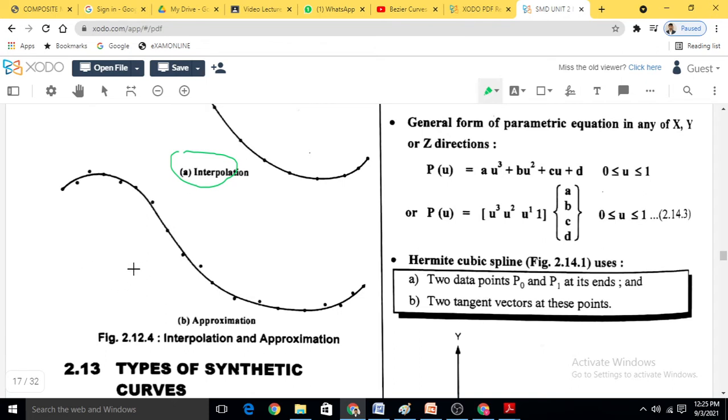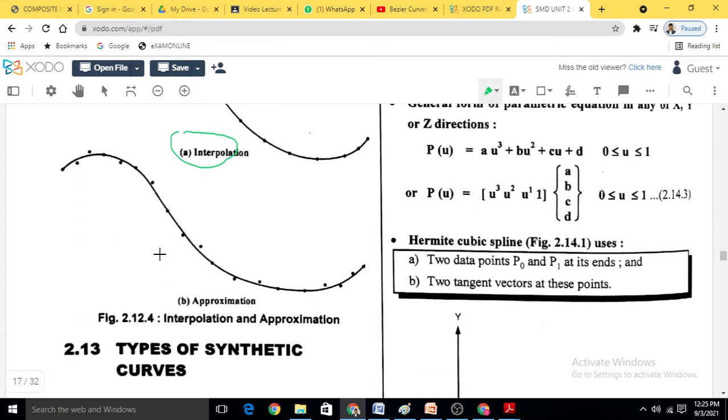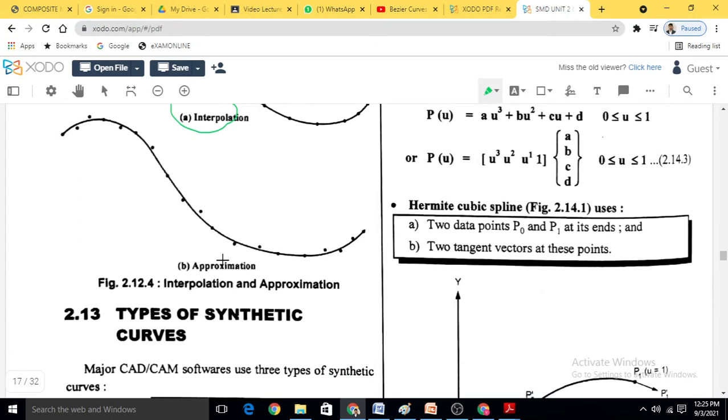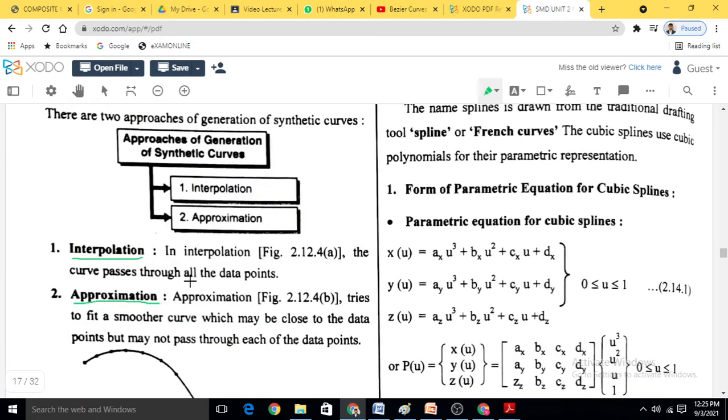If the curve is not passing through all the data points, but is trying to pass through the maximum number of data points, then it is called approximation. So these are the two main approaches of the generation of the synthetic curve.